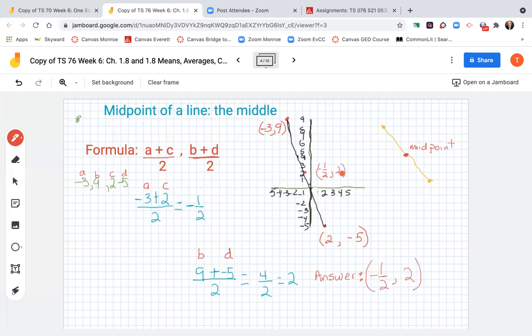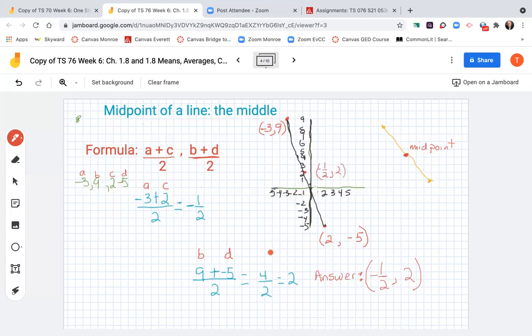Hopefully that's making sense to you, that you're just going to follow this formula and the letters stand for the coordinates they give you, so plug them in right here. The first coordinate is right here. The second coordinate is right here. Plug it into the formula and you'll get 2 answers, and now you've got the x and the y of the midpoint.